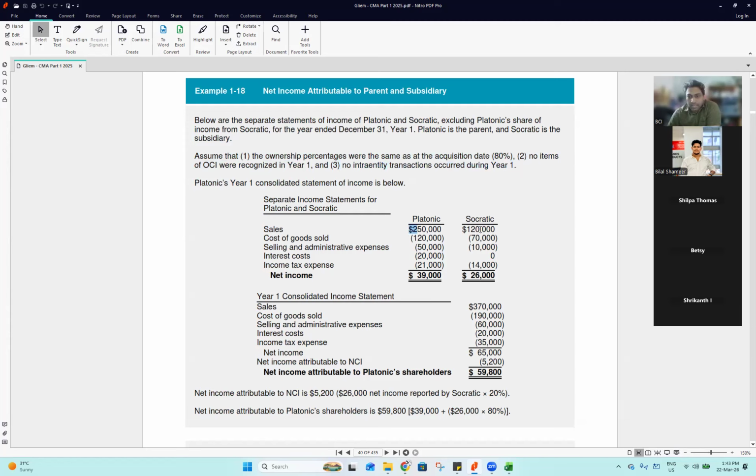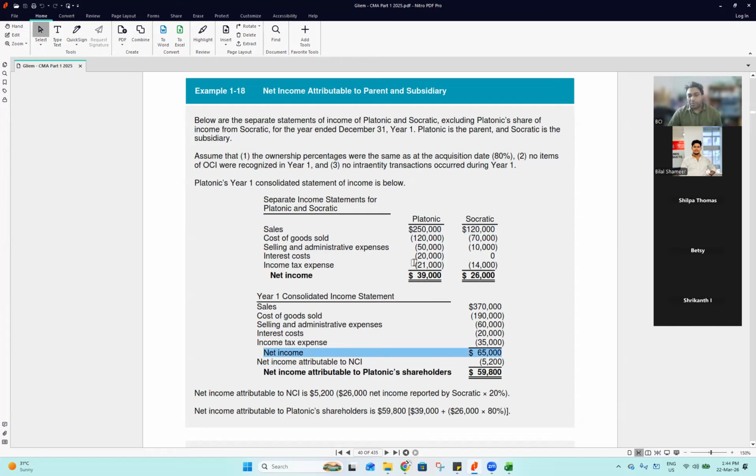So what happens? Sales, we will add together: 250 plus 120 is 370, and 120 plus 70 is 190. Clear. Selling and administration, everything we add up together. Then we will reach the net income, that is 39 plus 26. Clear.